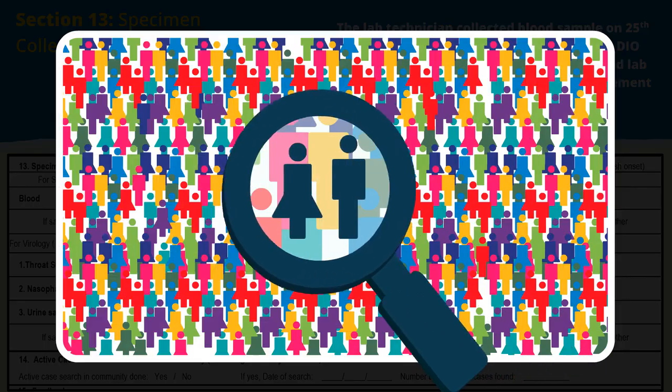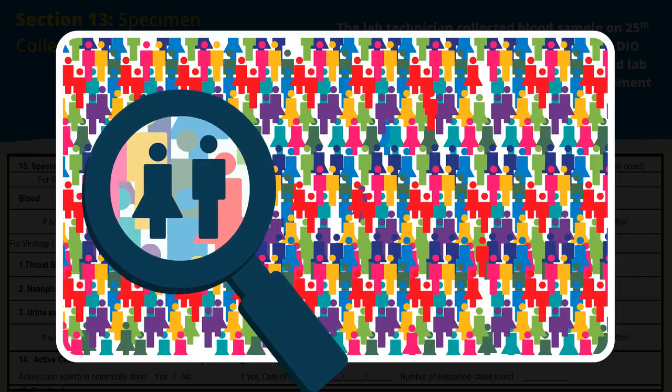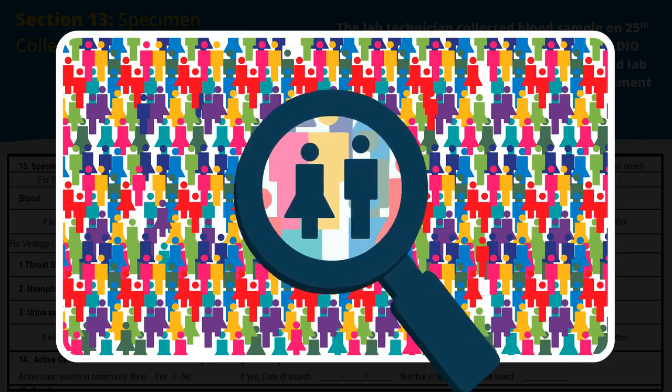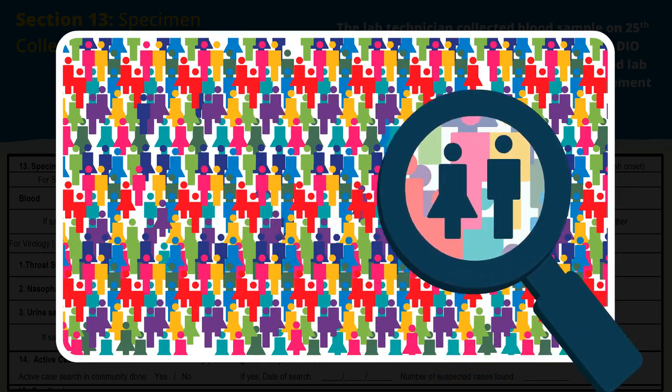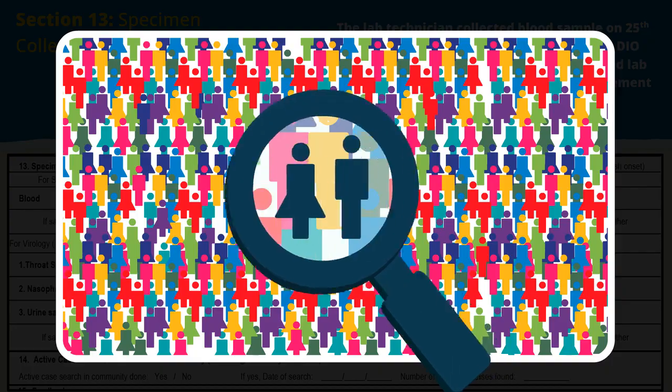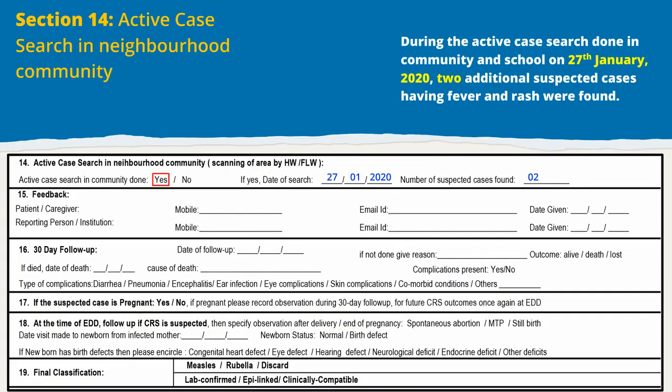Active case search in neighborhood community is important to identify all the suspected cases as well as the susceptible for early intervention. Any additional suspected cases should be investigated if they meet the case definition.